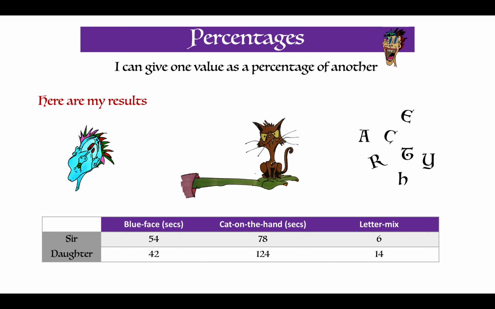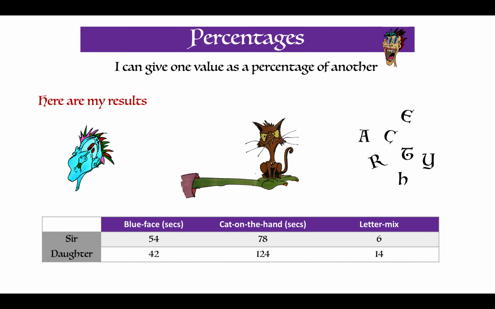These are my results. So I did this against my daughter. I held my breath for 54 seconds. She held it for 42, so I held it for longer. The cat on the hand, I held it for just 78 seconds. She held it for over 2 minutes, 124 seconds. Notice we're keeping them all in the same units. On the letter mix, I managed only 6 words, whereas she managed 14.